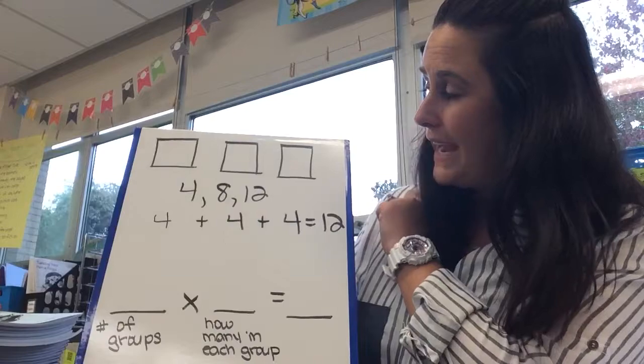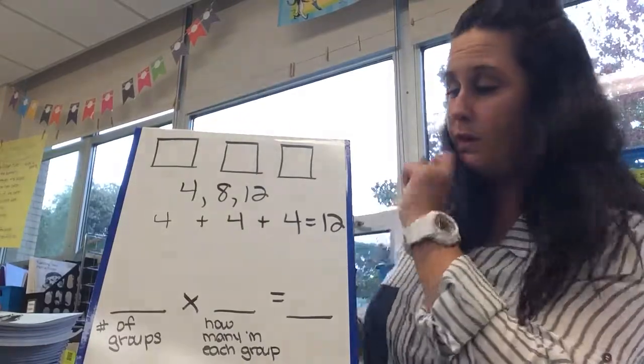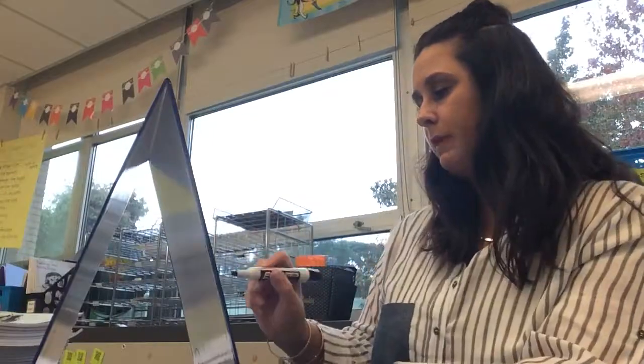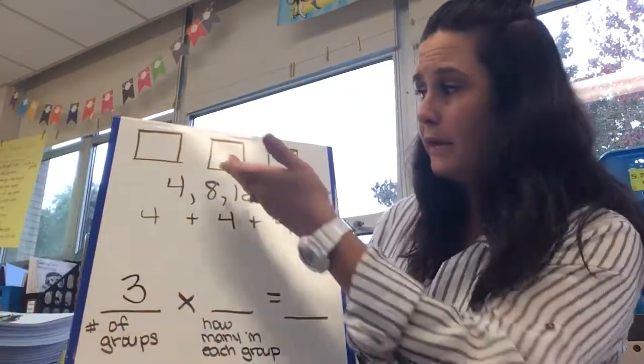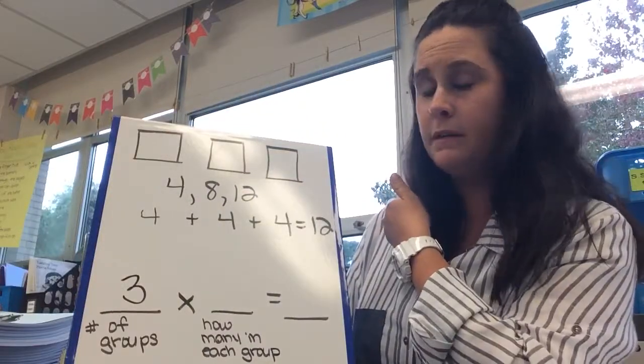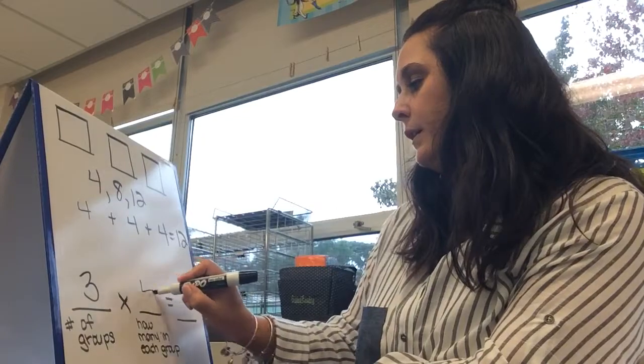So the number of groups I have are 3, because I have 1, 2, I have 3 squares. So my first factor is 3. And then how many do I have in each group? Well, each square has 4 sides. So there's 4 sides in each group. So I'm going to put a 4 here.